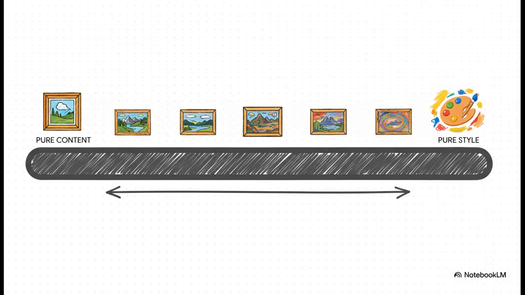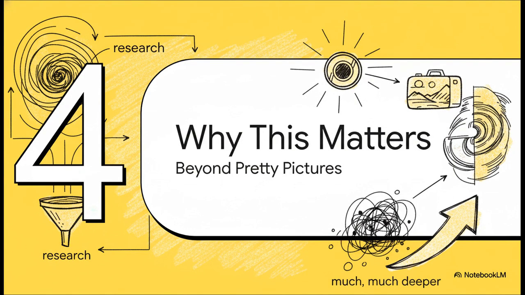And what's really cool is that this isn't just an on or off switch. The researchers found they could actually control the balance. You can tell the algorithm, hey, focus more on the content, and it'll look more like the photo, or you can say, no, really lean into the style, and you'll get something much more abstract and painterly. It's a sliding scale you can play with. So yeah, this is an amazing way to make beautiful images, for sure. But the implications of this research go way, way deeper than just that.